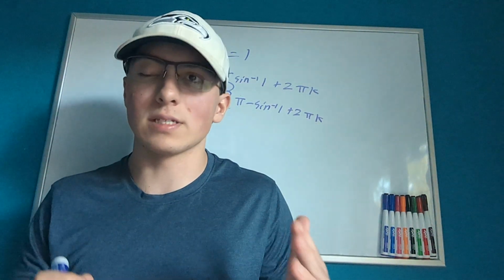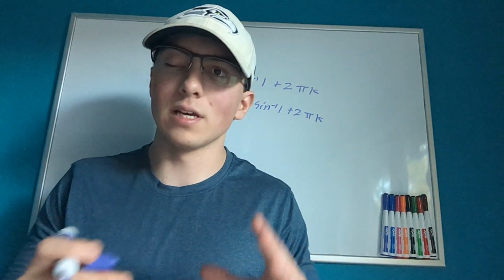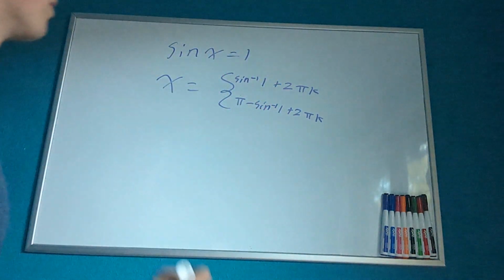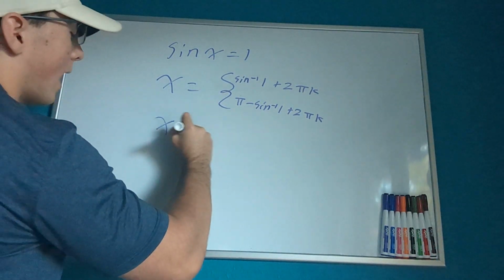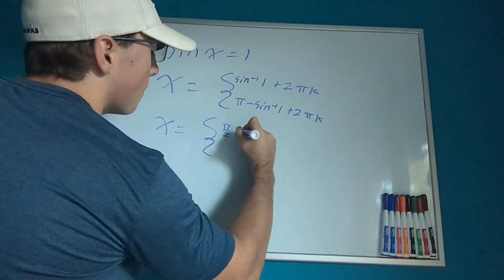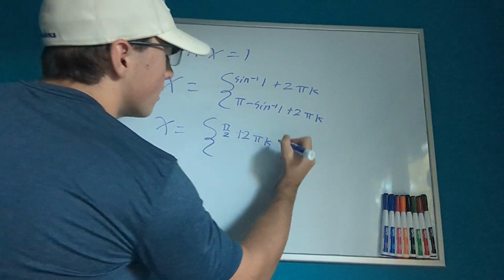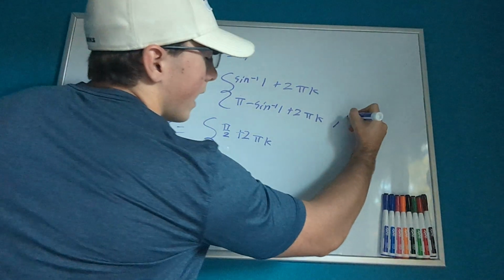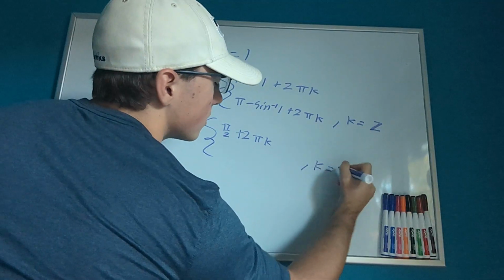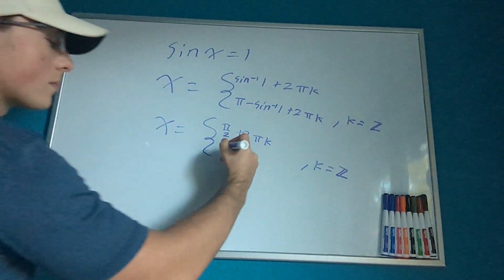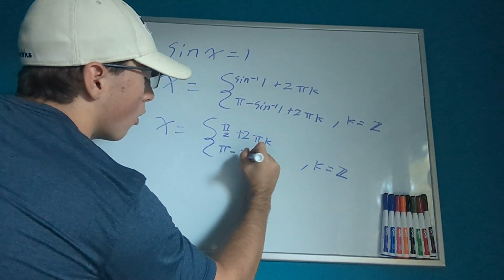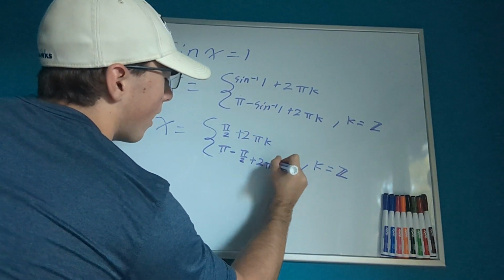Sine inverse will always return us an angle. What angle of sine gives us 1? Well, that's pi over 2, right? So then we can say x equals pi over 2 plus 2 pi k. And let's not forget to mention what k means. k equals the integers. Now I'm going to need to write that down both times. Then here we have pi minus pi over 2 plus 2 pi k, right?